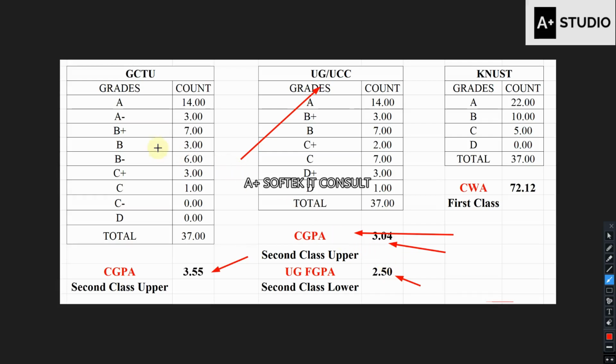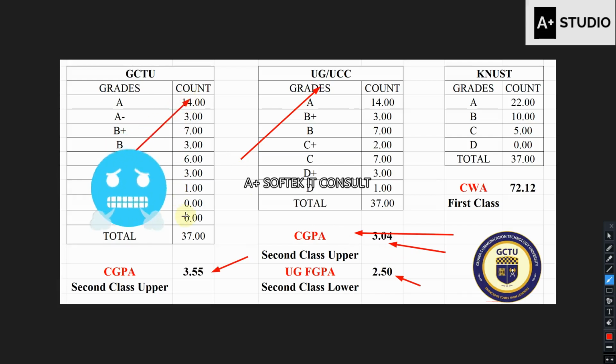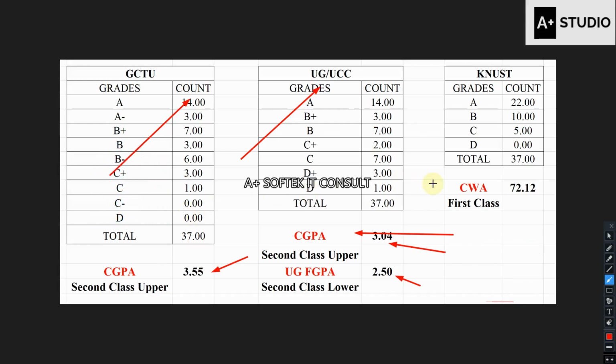And then comes third as the GCTU. Yes, it comes third as the third most difficult or strictest, but we put the CWA of KNUST and then UMaT at the bottom, because if the student is getting a second class upper at GCTU, a second class upper at UCC, and a second class lower in University of Ghana, and the same student is getting a first class at the Kwame Nkrumah University of Technology, then it means that the grading system of the GPA, CGPA, is tighter, is difficult, and is more hardened than the CWA.